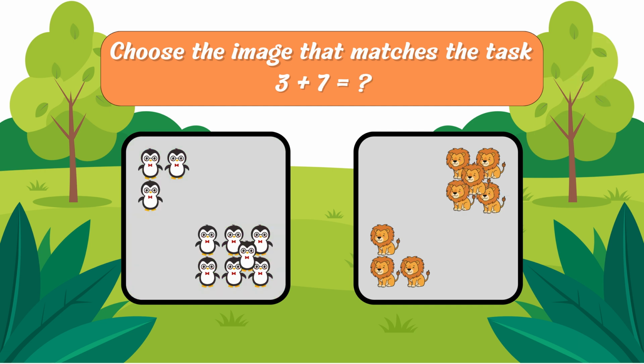Choose the image that matches the task. 3 plus 7 equals? 3 lions plus 7 lions equals 10 lions.